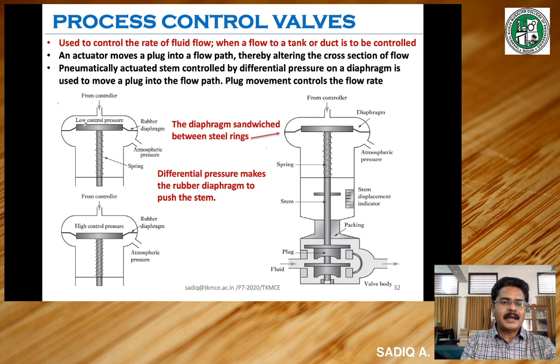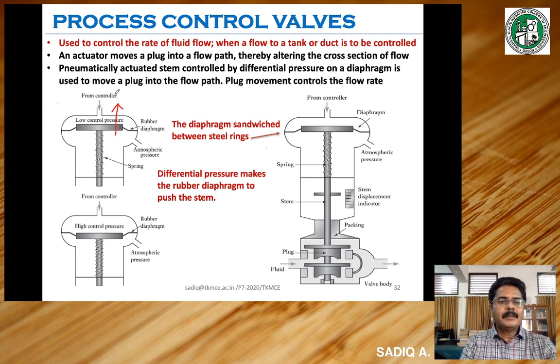Diaphragm is typically a rubber which is sandwiched between steel rings. That means it becomes rigid, but there is flexibility at the center. So there is control pressure applied from one side here, and on the other side of the diaphragm there is atmospheric pressure. So the diaphragm is connected to a stem, and that is spring loaded also. Because of the spring load, the diaphragm will always have a tendency to go in the upward direction. So that will be the normal condition of the diaphragm. It will be in the upward direction.